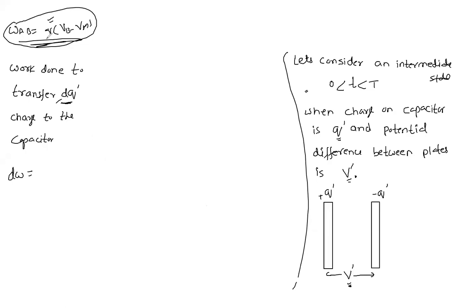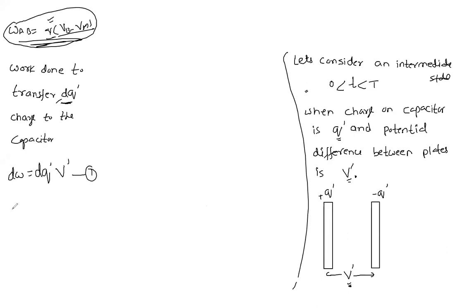It's simple now. Work done is charge into potential difference. You are carrying dq prime charge. The potential difference between the plates is V prime only. So the work done is dq prime into V prime. Is it clear? It's charge into potential difference. Say this is my equation number 1.